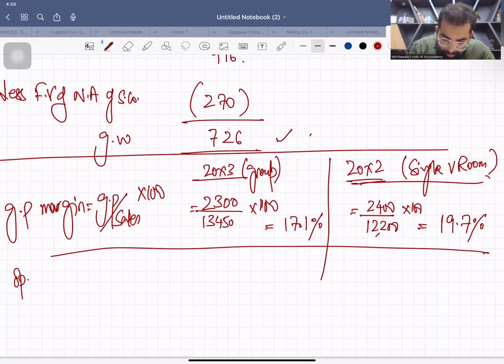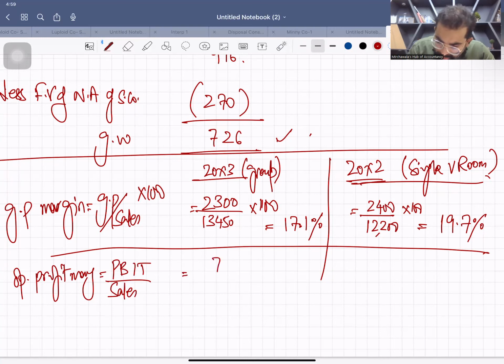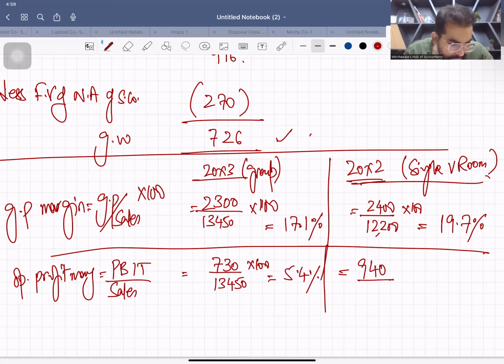Then we have operating profit margin. This will be PBIT, or operating profit, divided by sales into 100. So what is your PBIT this year? It's 730. Group's PBIT divided by sales of 13450 times 100 makes 5.4%. And here you have 940 as the PBIT divided by sales. This is very ready-made, just readily picking up the data from the question, nothing else, to be very honest. Again, your operating margin is going down.